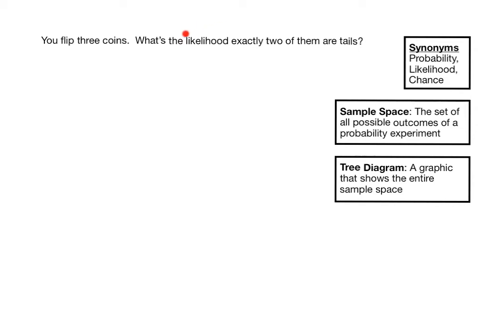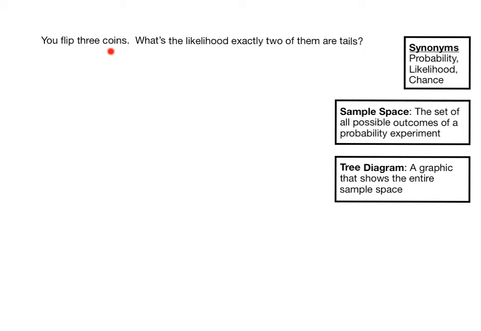So first, the word likelihood is a synonym for probability. So what's the chance? What's the likelihood? What's the probability of getting exactly 2 tails? You see this kind of stuff all the time. When you look at your weather app on your phone and it says 60% chance of rain, that's a probability. So let's go through and explore this.